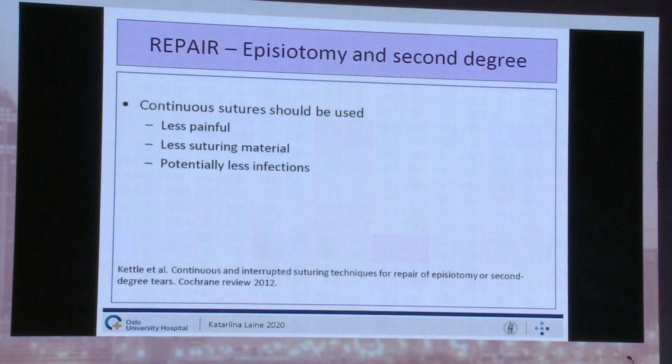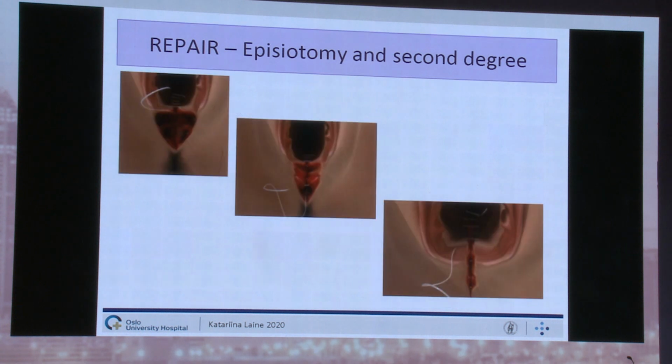So teach with enthusiasm. Repair: two methods can be used, end-to-end and overlapping. There is no difference in anal incontinence later in life. With episiotomy and second-degree tears, continuous sutures should be used. They are less painful and you use less material. And these pictures you can also find on the internet. There are lots of instructions on how to use the continuous sutures.